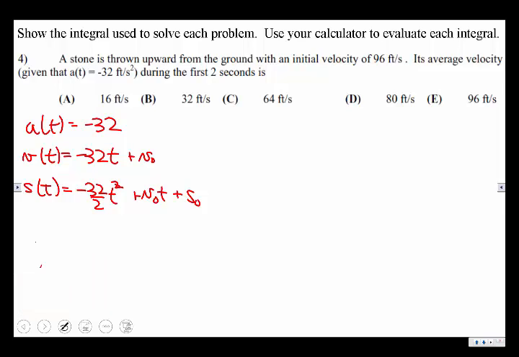Pen. Okay, so one way is to use the average velocity formula. In fact, I think this is maybe the only way to do this. And that is to say, the average of this function over this time span. What is our time span? During the first 2 seconds. Okay, so this is going to be the integral.